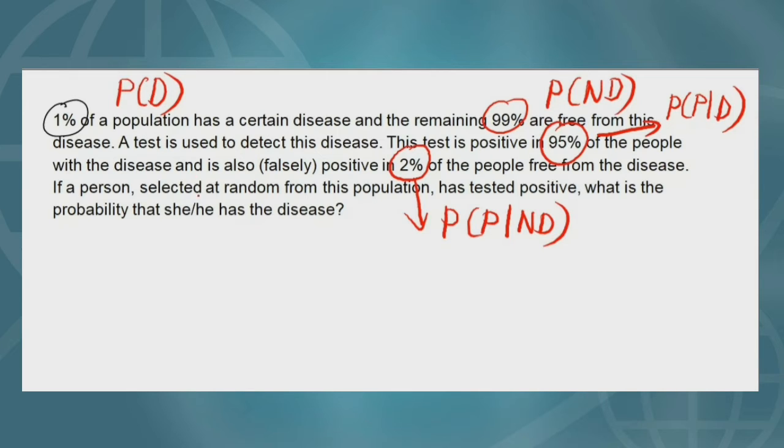Okay? So the question is, if a person selected at random from this population has tested positive, what is the probability that he has the disease? So we're looking for the probability of, what is asked? Probability of having a disease given tested positive. So yan ang ating hinahanap.